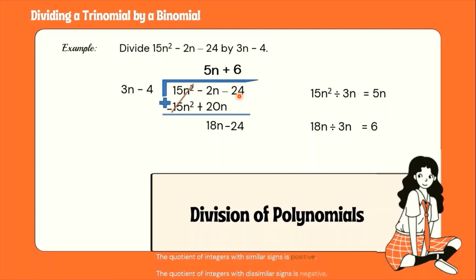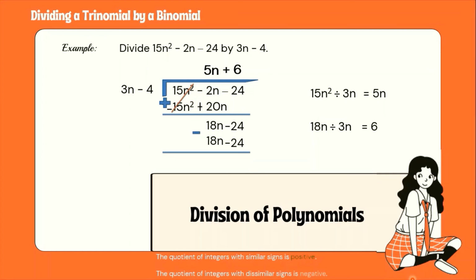Next, 6 multiplied by 3n is equal to 18n. Dahil 6 times 3 is 18, then copy literal coefficient n. Next, 6 multiplied by negative 4 is equal to negative 24. Dahil different signs sila, kaya negative yung ating sign. Kailangan na nating isubtract.